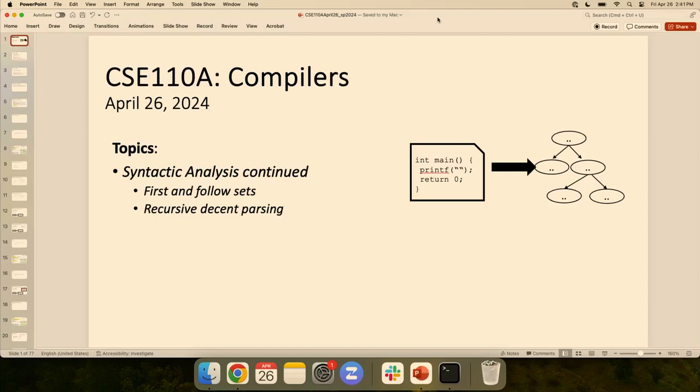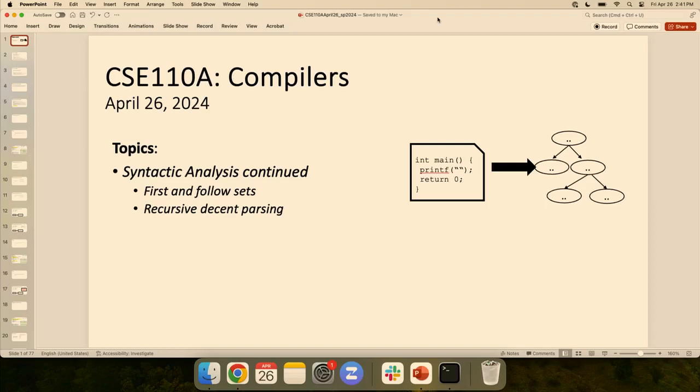So we are still in Module 2, which means we are still doing syntactic analysis. But it's one of the last lectures on it. We'll do it today and maybe a bit on Monday, and then we're moving on to Module 3, which is intermediate representations. But I think these last few lectures will really tie things together.